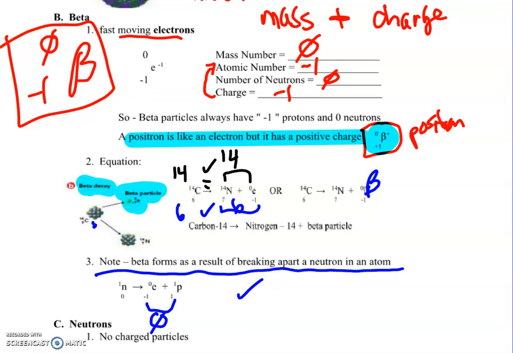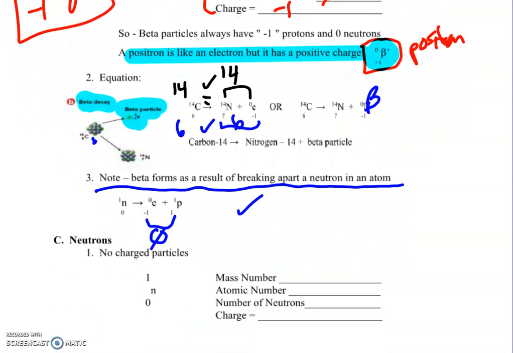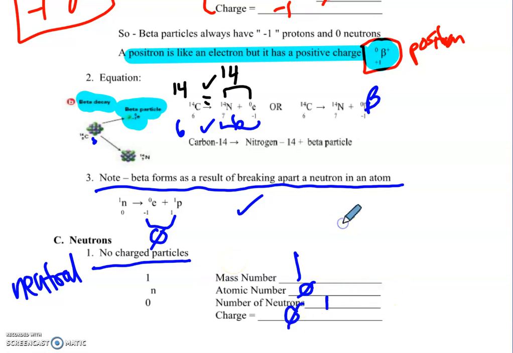Let's take a look at what happens when radioactive nuclei emit neutrons. That can also be a way to get more stable. So in that case, it just throws out a neutron. Neutrons are neutral. That means there is no charge. So the mass of one neutron is 1. The atomic number, there isn't one. There are no protons because it's a neutron. There's one neutron and the charge is 0.